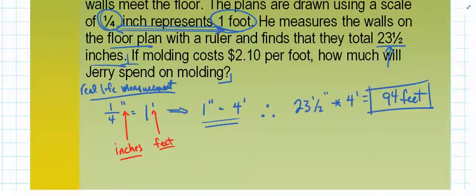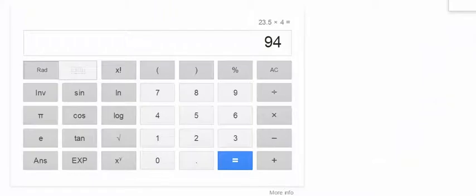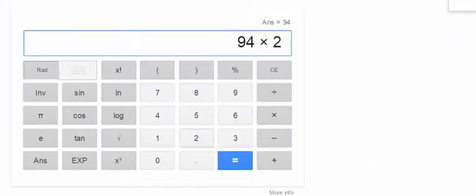Now back to the question at hand. If I have 94 feet of molding that needs to be purchased and each foot costs $2.10, then we know 94 feet times $2.10 per foot will give us our total cost. So back to the calculator, 94 feet times $2.10 per foot is $197.40.